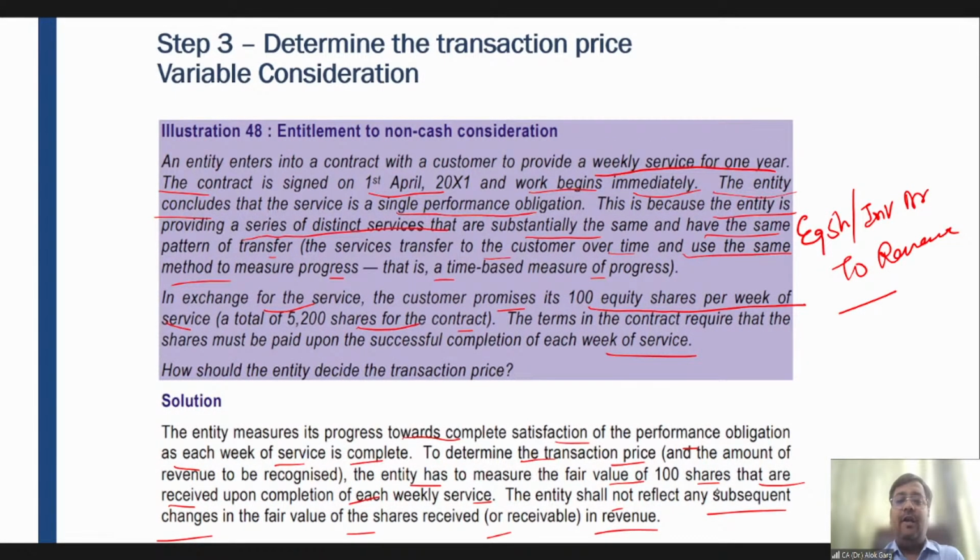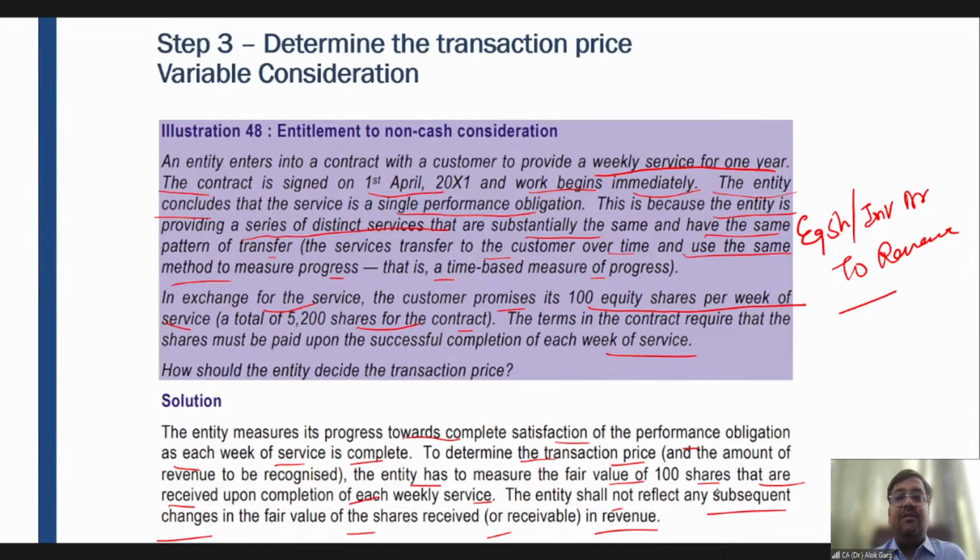Sumit is asking, sir, can loyalty points be a non-cash consideration? For example, on every purchase, when we shop from Big Bazaar, Reliance Mart, Louis Philippe, or Allen Solly, we get loyalty points every time. And these loyalty points will be redeemed for future purchases. So what are we required to do? Is it a non-cash consideration?